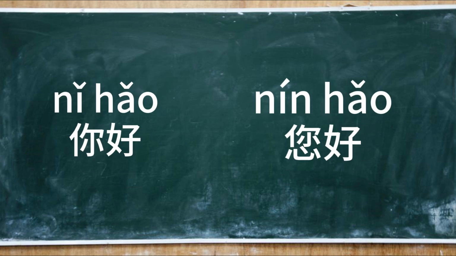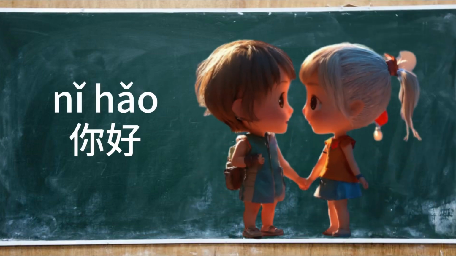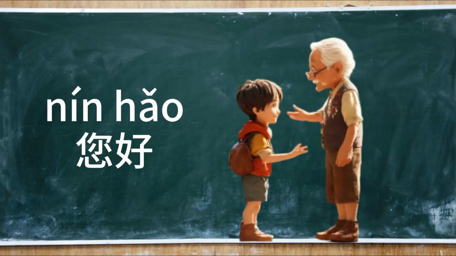The main difference between 你好 and 你好 is their level of formality. 你好, informal, used between people who are familiar with each other. 你好, formal, used with strangers, elders, and respected people.